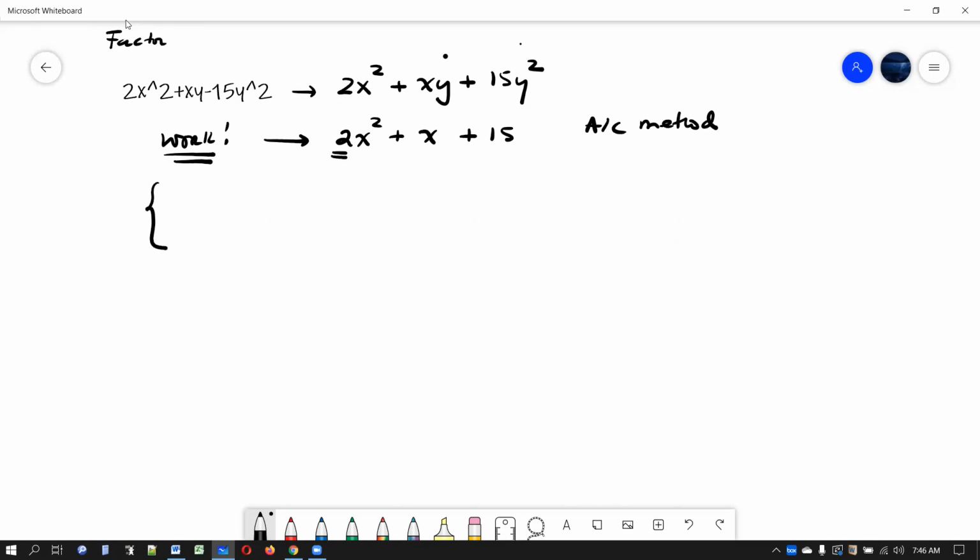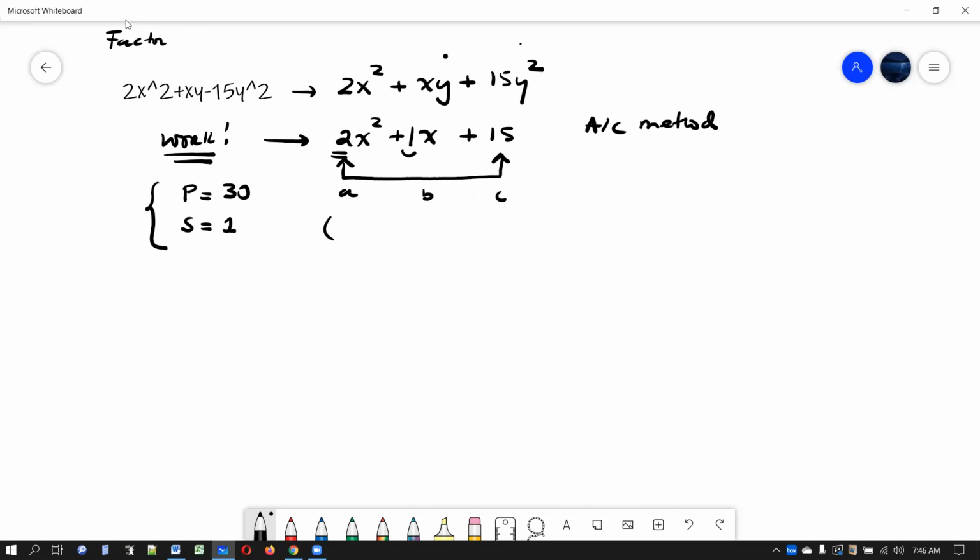I am going to find the product just as before, find the sum. Right? So product of A, this is the B, this is the C. So the A is 2, B is 1, there's an invisible 1 here, and C is 15. So my A times C is 30. All right, and my sum is 1. All right, so now I need to find all of the possible products that can give me a 30 whose sum is 1.